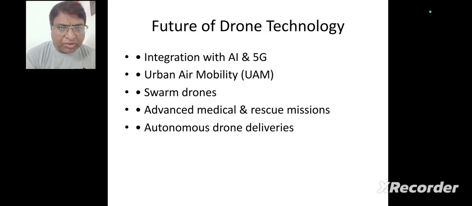Future of drone technology: integration with artificial intelligence and 5G, urban air mobility, UAM, swarm drones, advanced medical and rescue missions, autonomous drone deliveries.